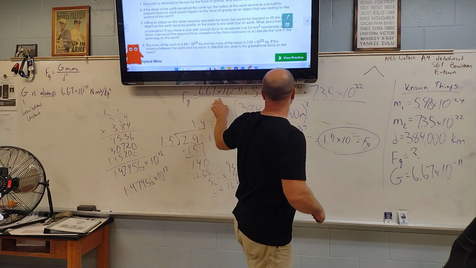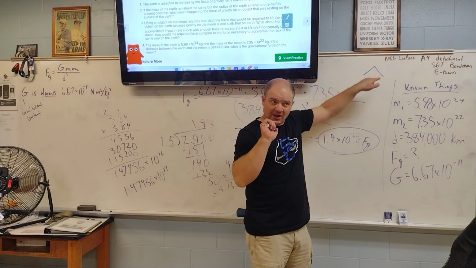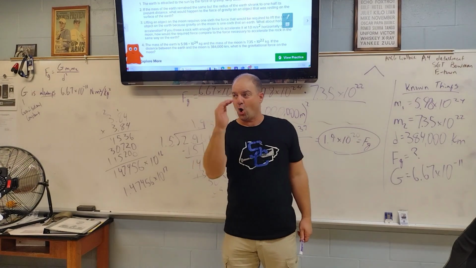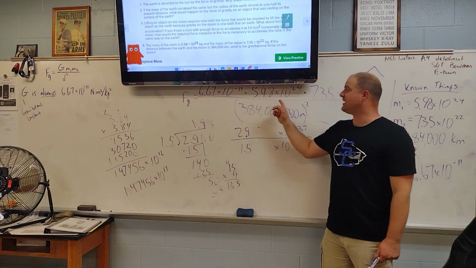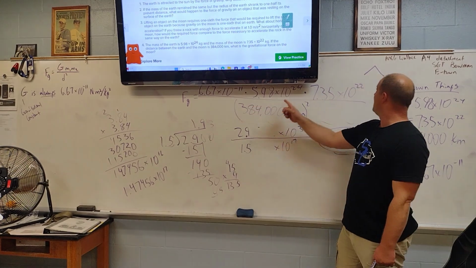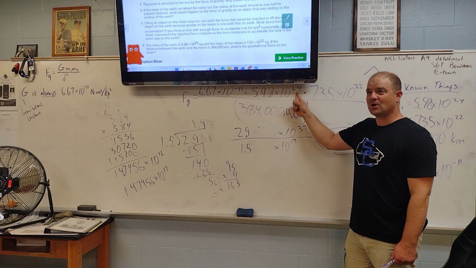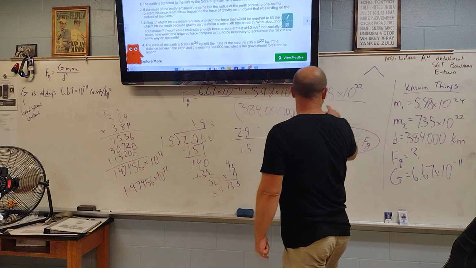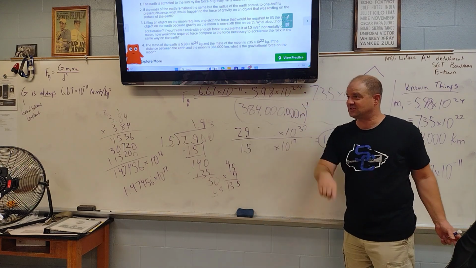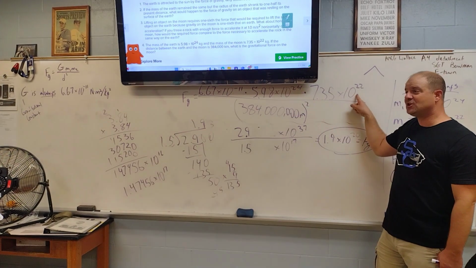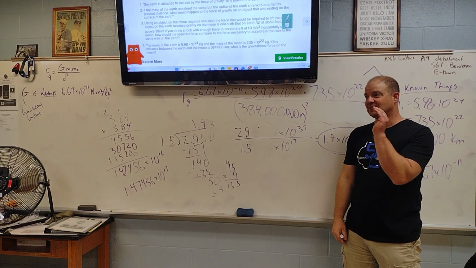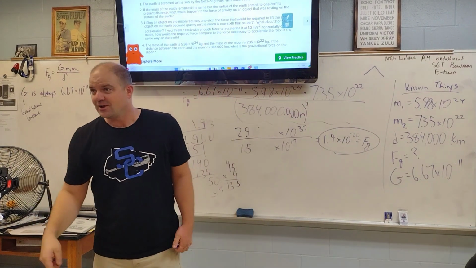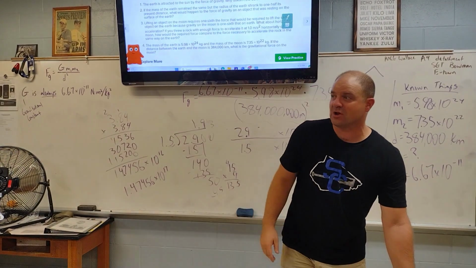So you got 6.67 times 10, caret symbol, negative 11, close parentheses, open parentheses, 5.98 times 10, caret, 24, close parentheses, open parentheses, 7.35 times 10, caret, 22, close parentheses. I'm not done yet. Divide, the forward slash. There's a lot, but you can put it all in there.